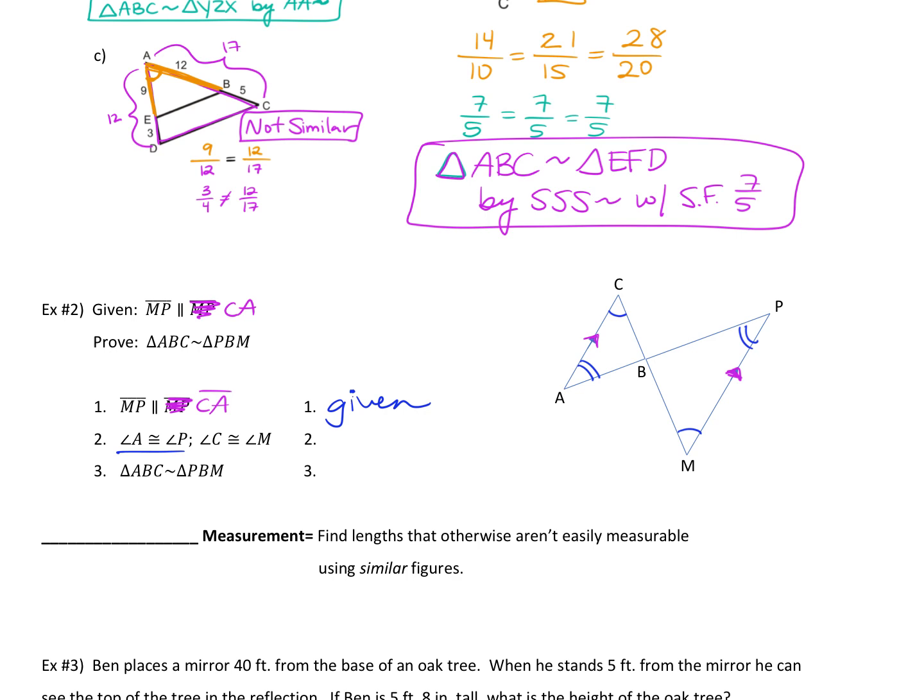Why do I know that? Alternate interior angles, AIA. Okay, so now we can say the triangles are similar. Why? Because of AA similarity. You have two angles that are congruent to two angles. That is AA similarity. Questions on that?